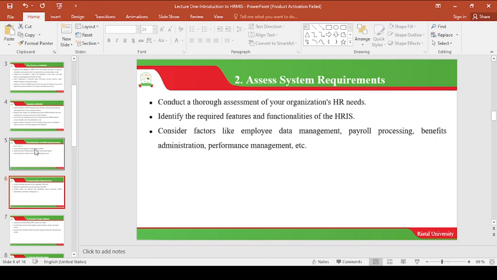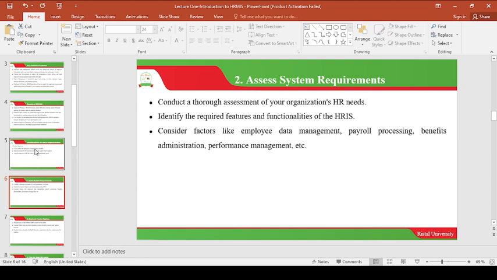The next consideration is to assess system requirements. Conduct a thorough assessment of your organization's HR needs. What are your needs as the HR department? For example, let us talk about training. If training is one of your needs, then the system you want to implement should be able to support the training section of that system. Otherwise, if it doesn't support the training, then you are going to face it rough. You will not be able to get the required outcome you want. So you need to look at that need of your department.